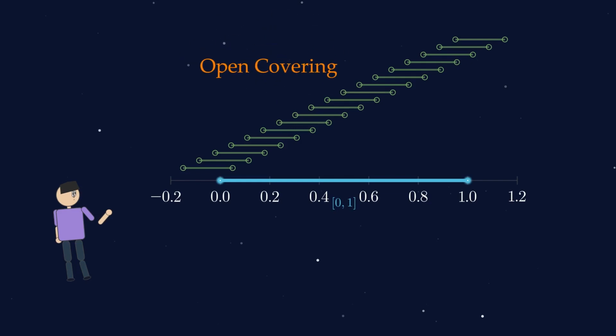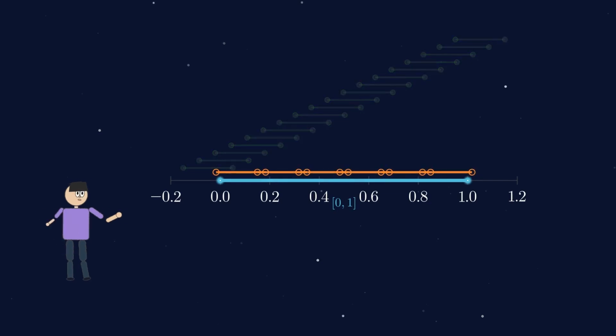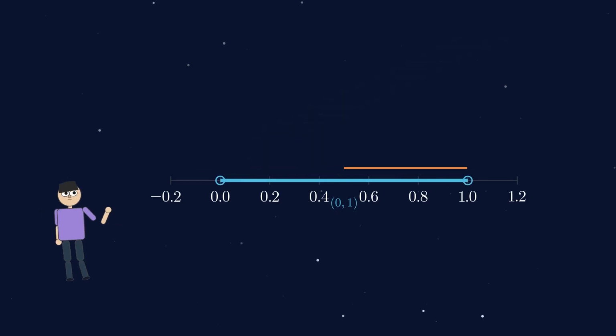A set is compact if this is always true. No matter how someone covers it, no matter how many millions of patches they throw down, you can always step back, point to a finite handful of them, and say, these few already cover the entire thing. An endless cover and a finite handful is always enough. That is compactness. Let me show you a set that fails this.